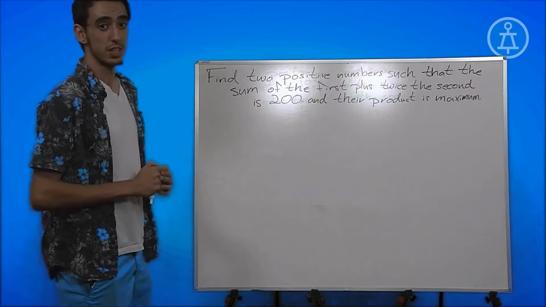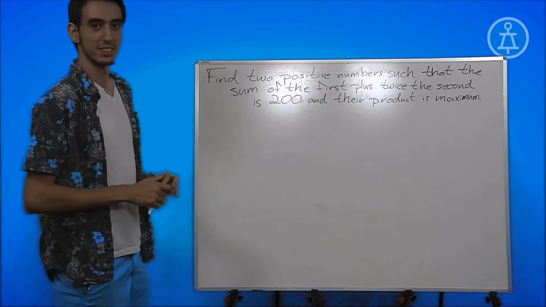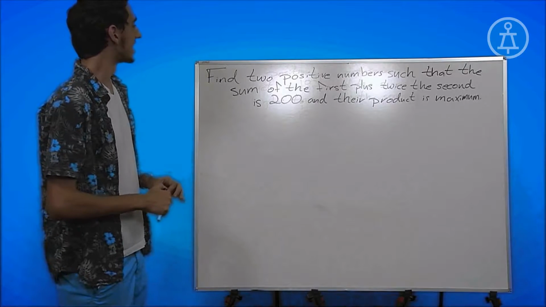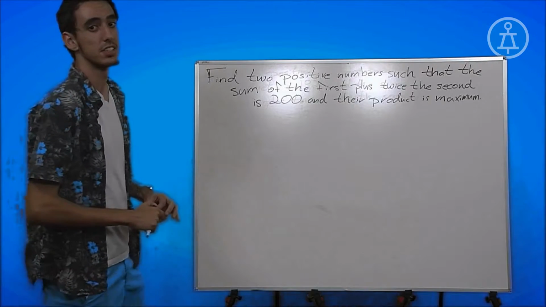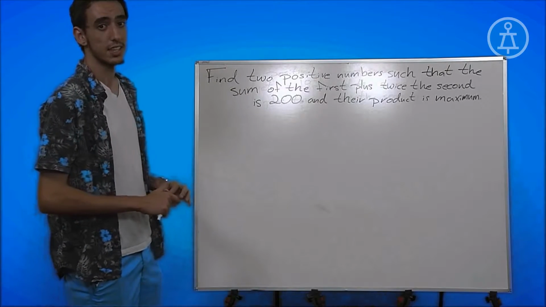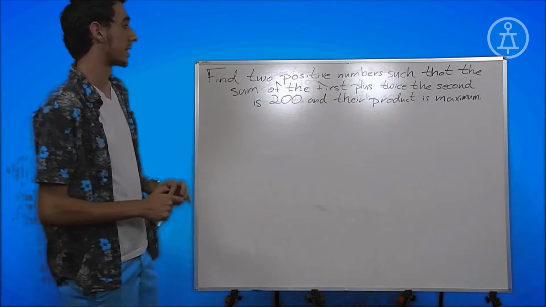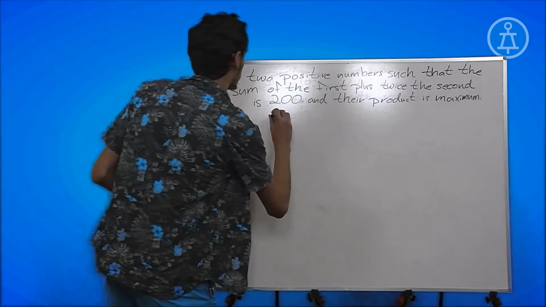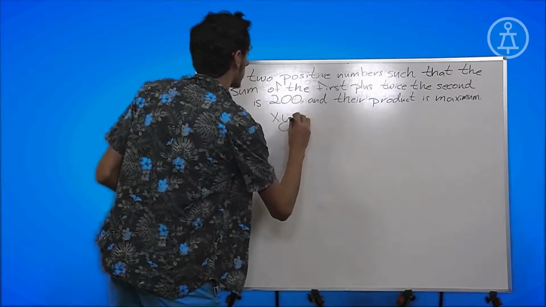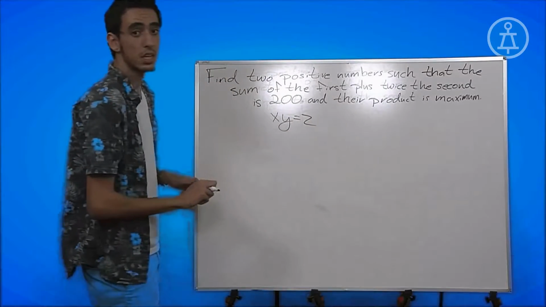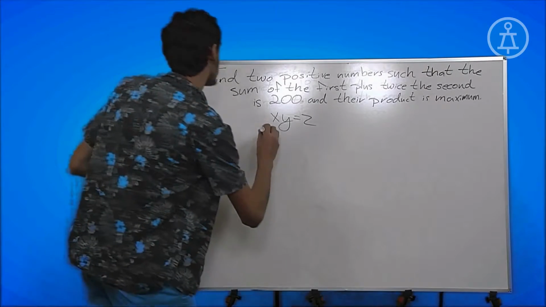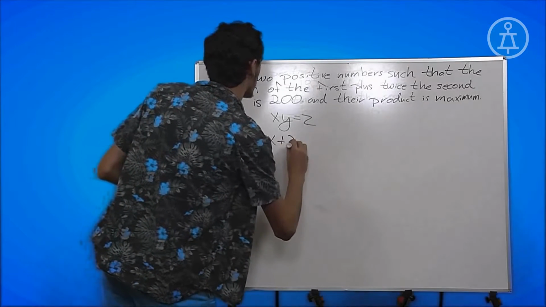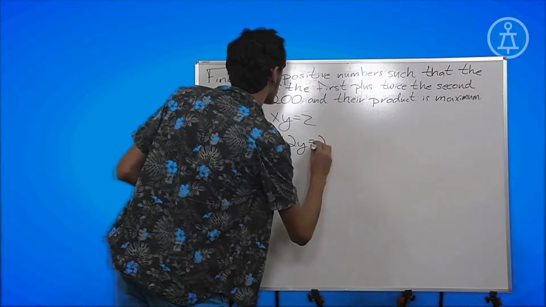Okay, so now let's do another problem. Same type, just different numbers and different wording. So find two positive numbers again, such that the sum of the first plus twice the second is 200 and their product is maximum. So again, let's use x and y. So we know that we're trying to maximize x times y equals z. And then we also know that x plus 2y equals 200.